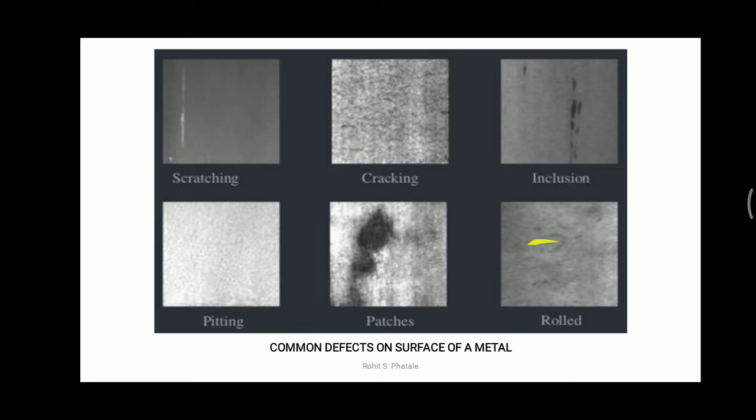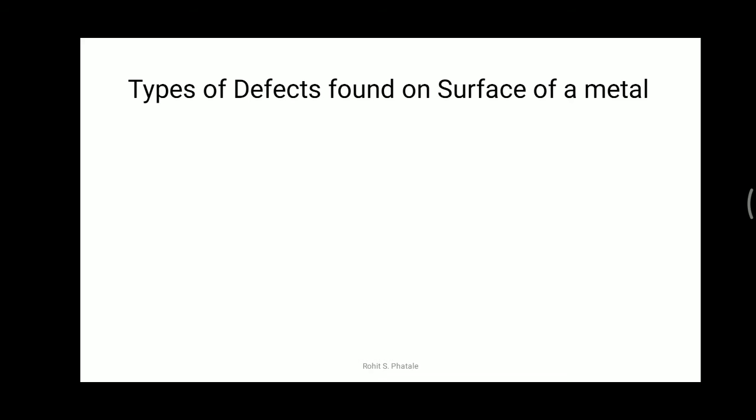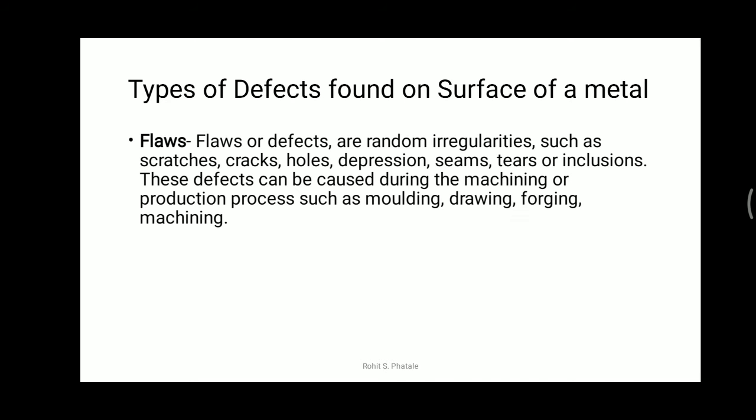Then these are the rolled parts, then these are some patches. And this is the pitting phenomenon. Pitting is nothing but small pores will be there, and because of that the surface will become rough. These pores are similar to the pores of a sponge. So these are the types of defects that are common on the metal surface. Now one by one we will discuss what these defects are and how to define them.